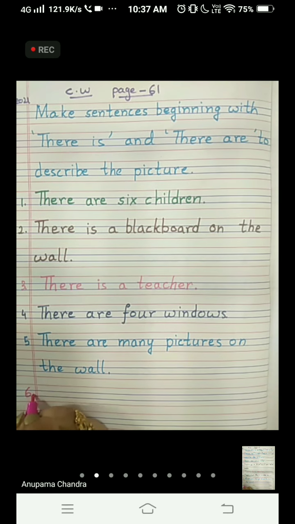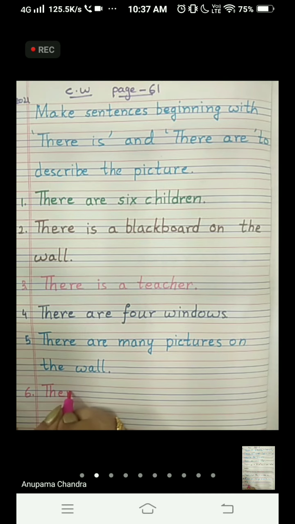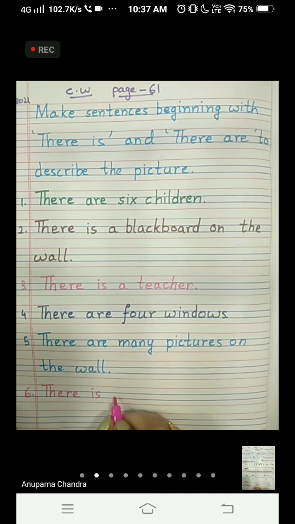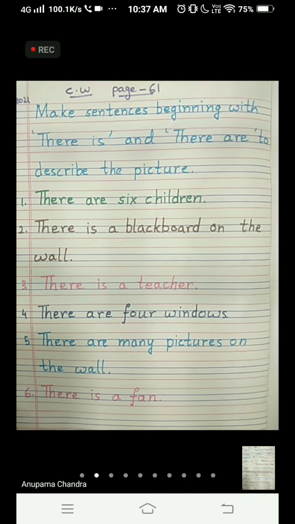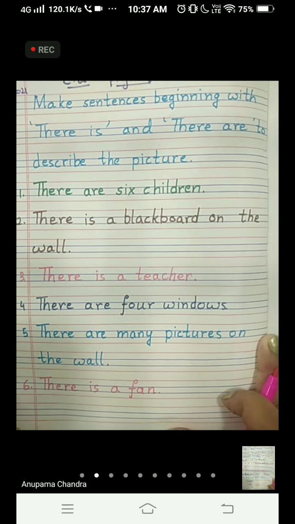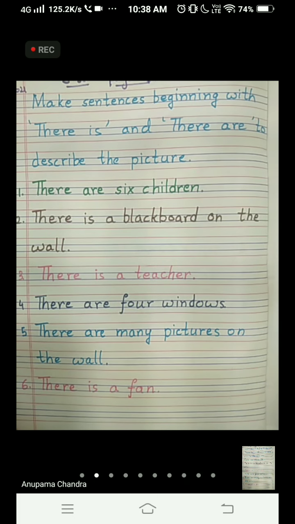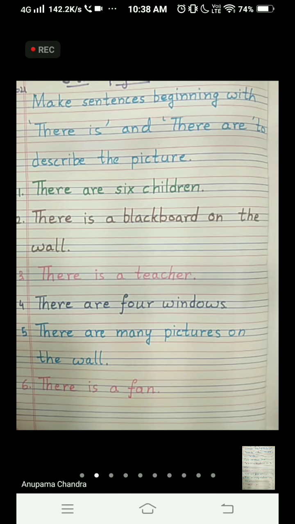So, our next sentence is, there is a fan. Okay, how many fan is there in the room? 1. So, we have written a fan, and when we are talking about one thing, we have to start the sentence with there is. Okay, so the sentence will be, there is a fan. Okay, there is a fan. Let's see the next one.